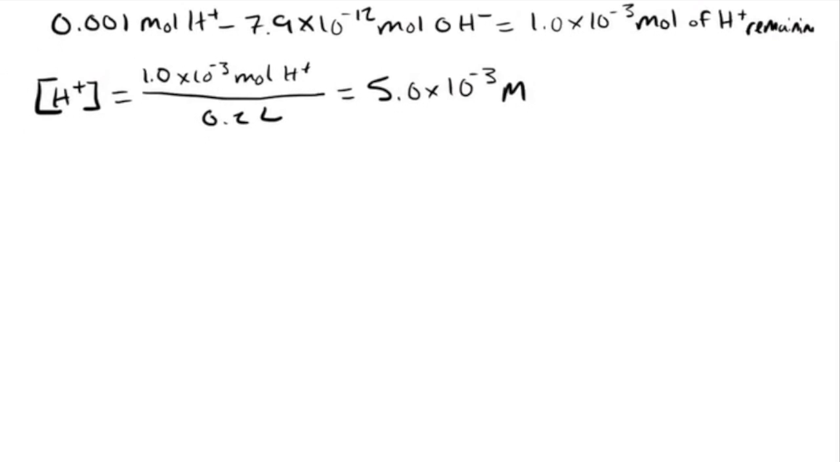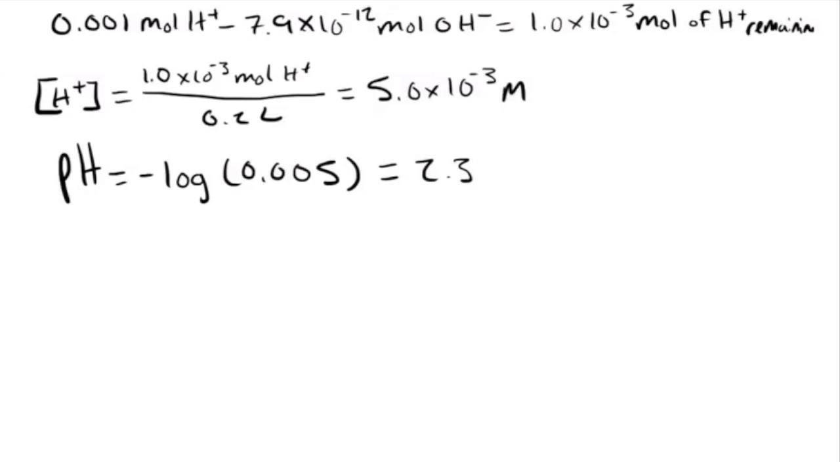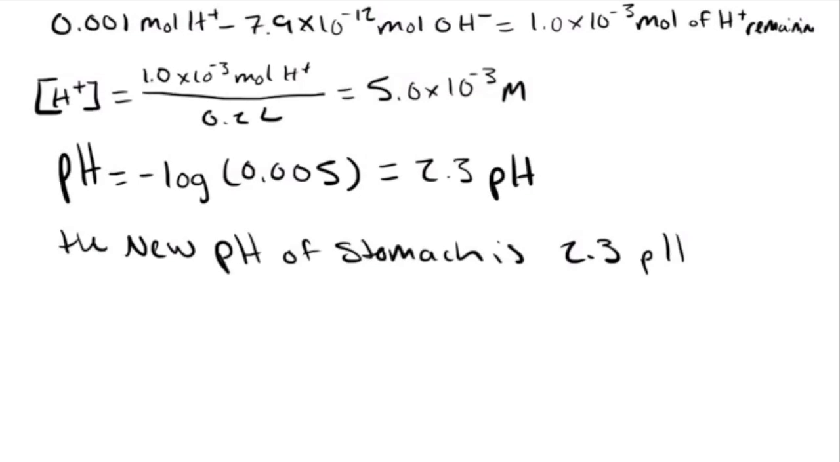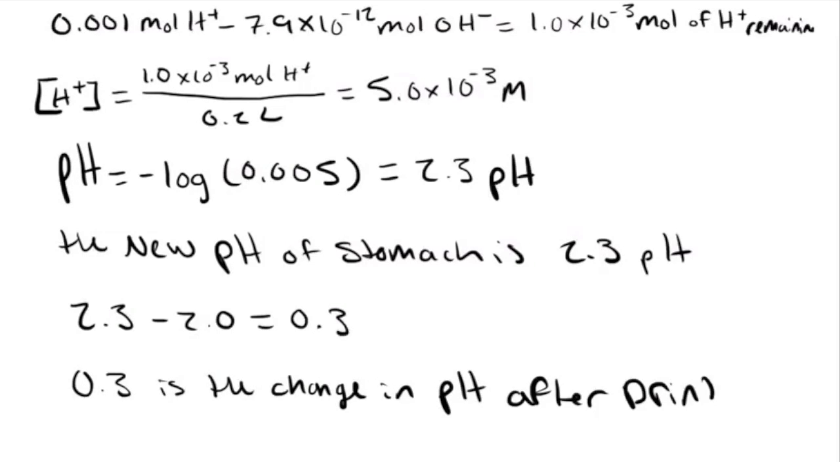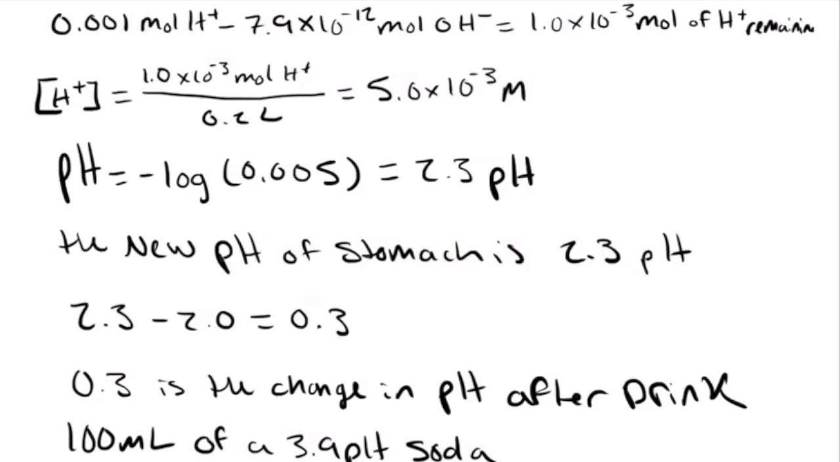To get the pH, we take the negative log of 0.005, which equals a pH of 2.3. So the new pH of the stomach is 2.3. And then to find the change in pH, we take 2.3 minus the original pH of the stomach, which is 2. So the change in pH is 0.3 after drinking 100 milliliters of soda, which had a pH of 3.9.